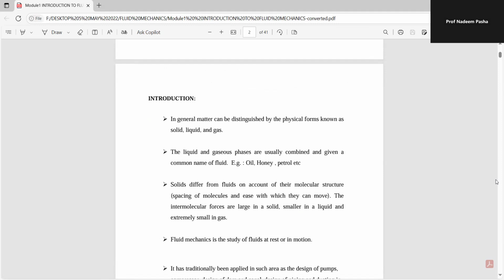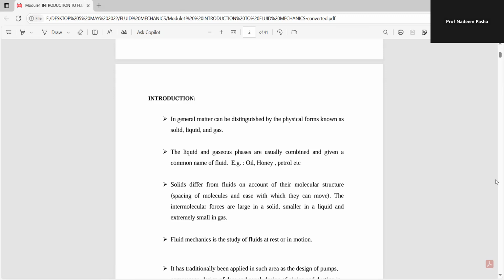So introduction: in general, matter may be distinguished by the physical forms known as solid, liquid, gas. This already we have studied at school level also. That is, matter consists of solid, liquid, and gas. But apart from this, one more addition can be made, which is termed fluid. So what exactly is fluid?